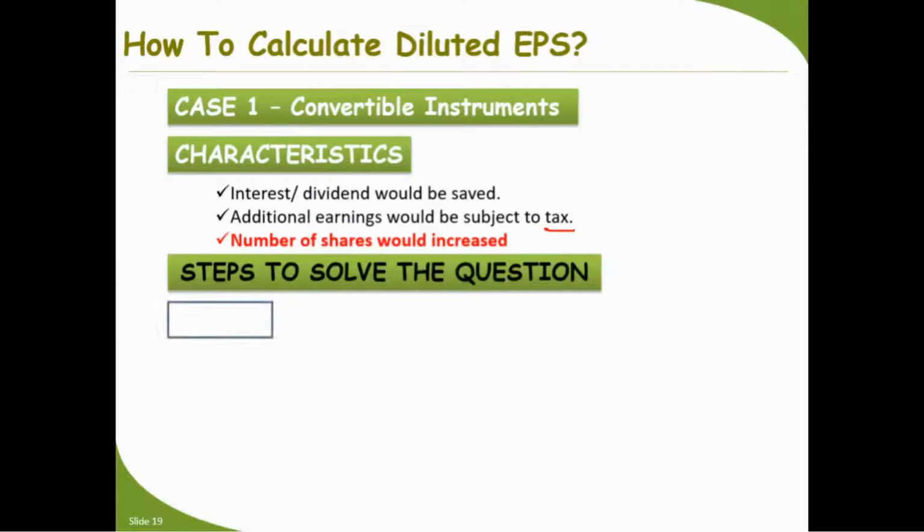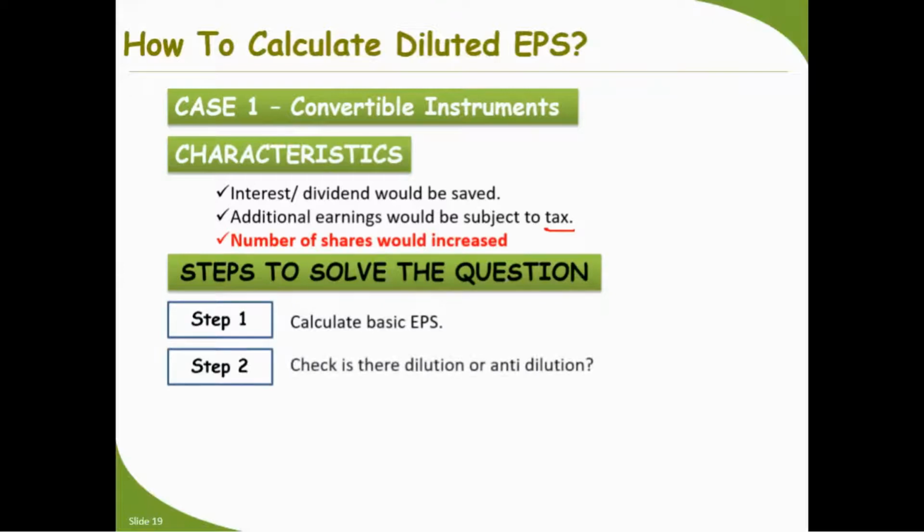Steps to solve the question. First, calculate basic EPS in the normal case. Step 2, check whether there is dilution or anti-dilution. In most cases in your exams, if it is about convertible instruments, the assumption is that there is a dilution. What is the impact of dilution, as discussed earlier? Your diluted EPS would be lower than your basic EPS. And thirdly, calculate diluted EPS if you have dilution.